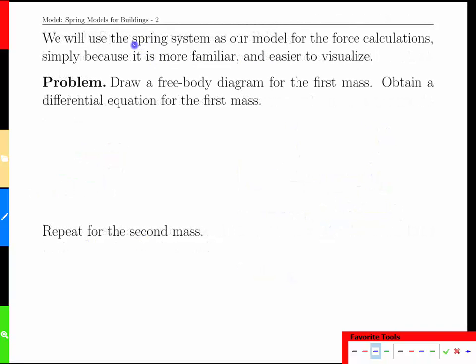Moving forward, we're going to use that spring system as our model. We know it maps back onto the building, but it's easier to visualize and understand the spring system for most people. So if we draw our mass 1, notice it's attached to exactly two things in the horizontal direction. That's all we care about. And what that means is the force calculations are going to be straightforward. We're going to have a spring force 1 and a spring force 2 acting on mass 1. And what that means is the mass times the second derivative of the first position, x1, is going to be F spring 1 plus F spring 2.